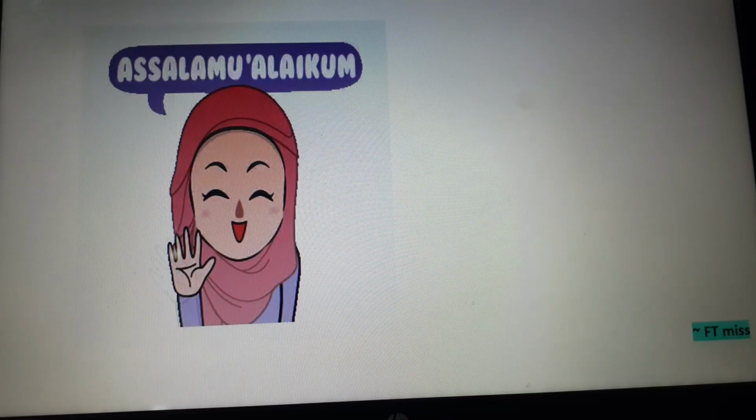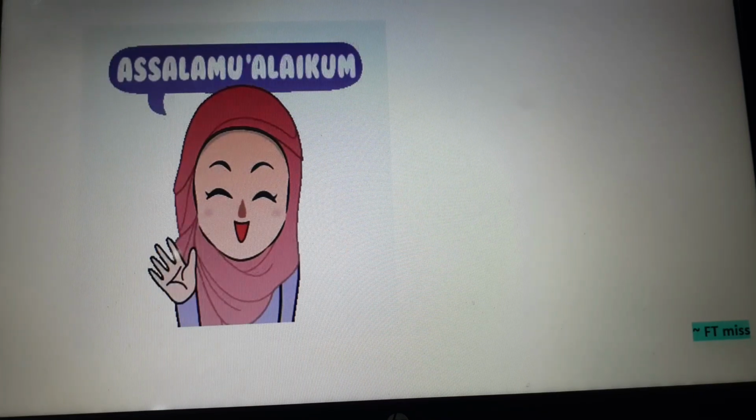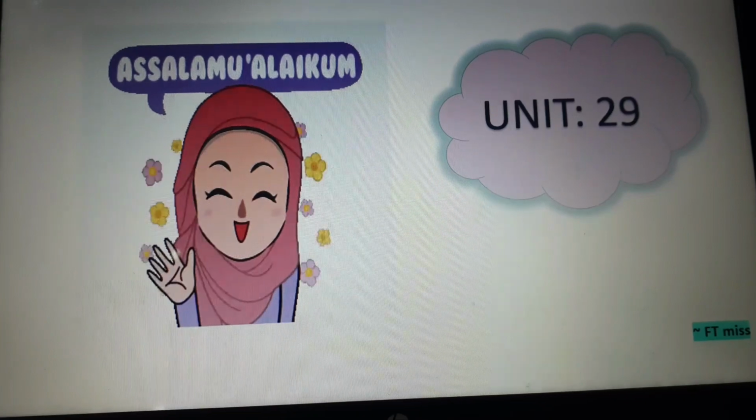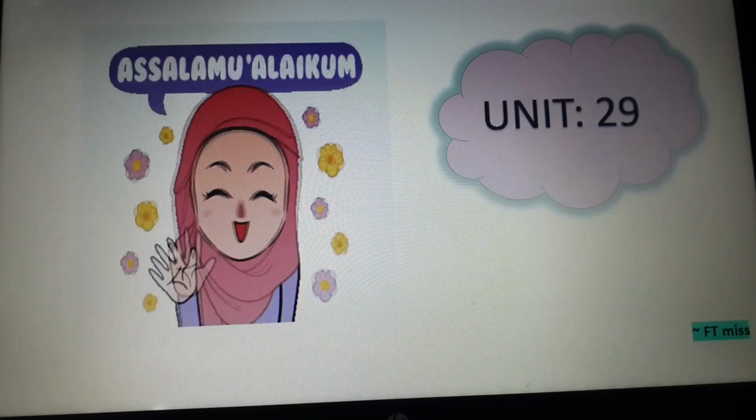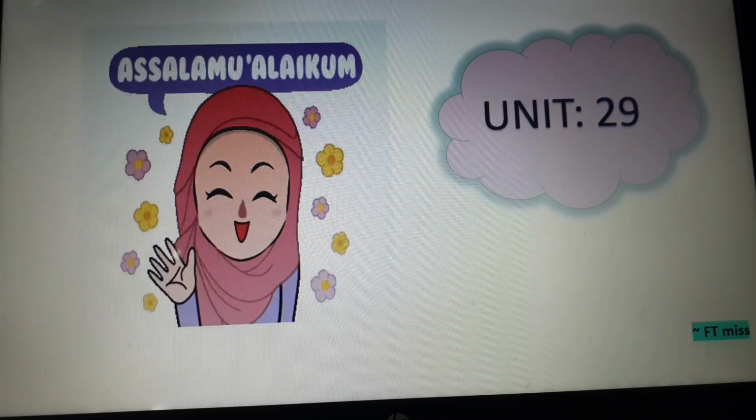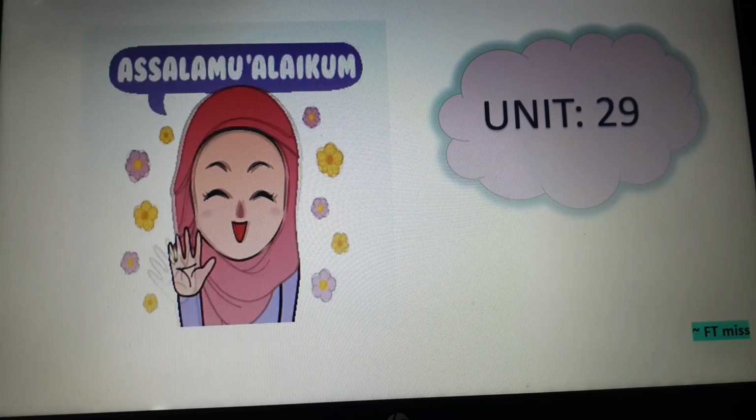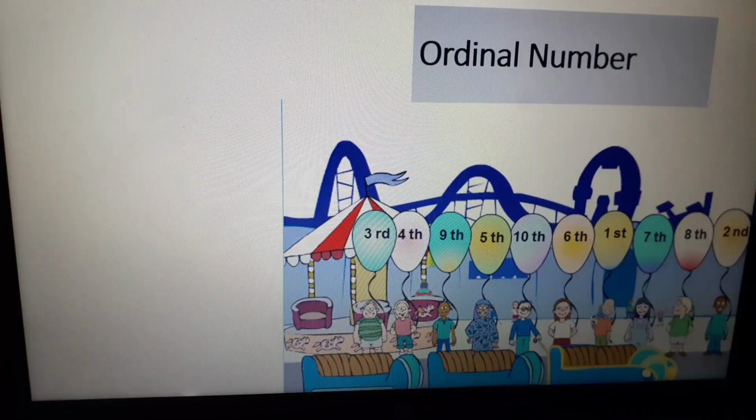I'm going to teach you from page 29 today from Math Book 1. Be ready with your book and go to page 99, unit ordinal number. Look at the screen.